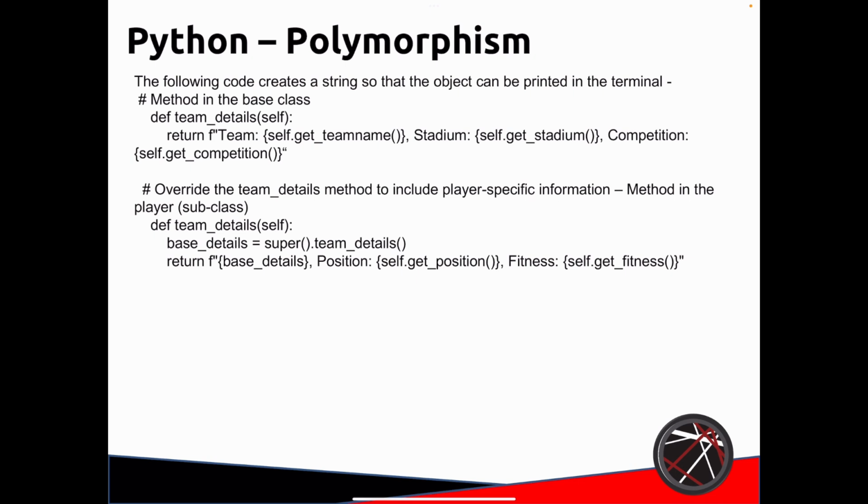So if we look at an example of this, here you've got some Python code. Again, I would encourage you to try this out. You can see that we've got a function where it's going to print out the team, the stadium, and the competition. We can then also have a second subclass, which has got the player, where it's going to give their position and the fitness of that particular player, whether they're fit to play or not. If we just want to output the team, we'll get the team name, the stadium, and the competition. But with the player, it will take that information as well and then add to it, alongside it, our position and our fitness.